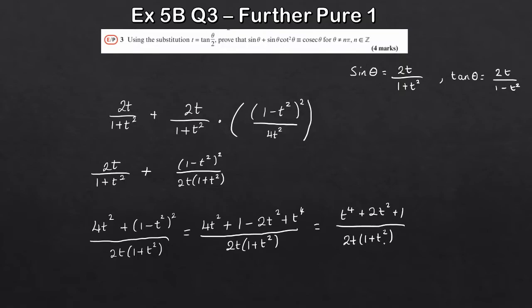And now what we want is cosec theta. So that's 1 over sine theta, which would be the reciprocal of this. That's what we should expect to get. So what we want to finish with is 1 plus t squared divided by 2t. Okay, because we want 1 over sine theta. So we want the reciprocal of this.